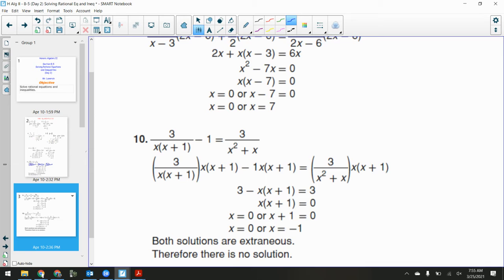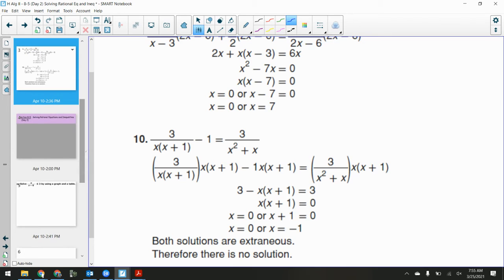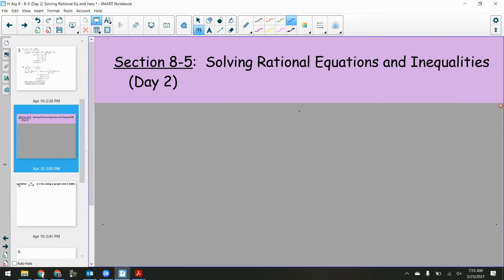Okay, let's then get to the notes, shall we? So again, you were given this yesterday. We did the front yesterday, and now we're going to do the back today. I'm going to make sure my examples match here. So, section 8.5, day 2, we're going to solve rational inequalities today. We're going to solve some equations, but I'm going to tie it into inequalities as well.